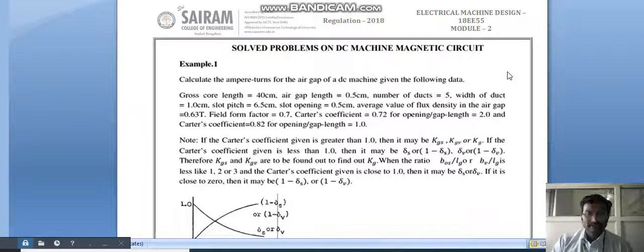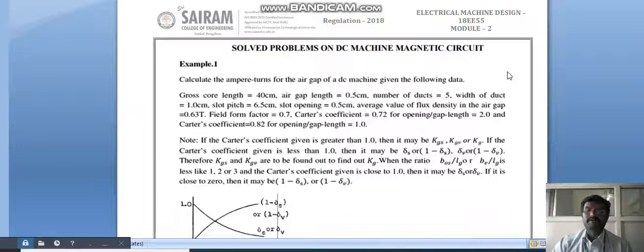Gross core length, that is l, is given as 40 centimeter. Air gap length is 0.5 centimeter. Number of ducts is equal to 5. Width of duct is equal to 1.0 centimeter. Slot pitch 6.5 centimeter. Slot opening is equal to 0.5 centimeter. Average value of flux density in the air gap 0.63 T.